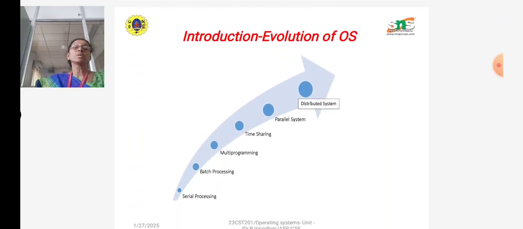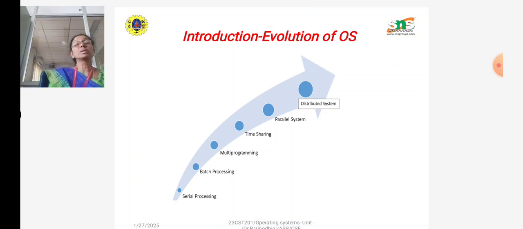The evolution of operating systems starts with serial processing and batch processing. After that we have multi-programming and time-sharing operating systems, next parallel systems, then distributed systems, and now we have cluster systems. From batch processing it goes to the multi-programming system. From multi-programming it adds time sharing, which is interactive and process driven. Next are parallel systems, and from the parallel system we go to the distributed operating system.